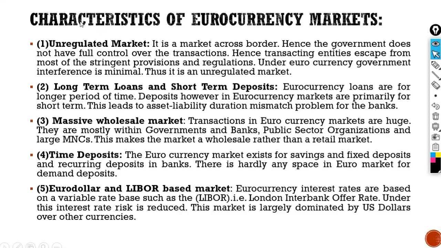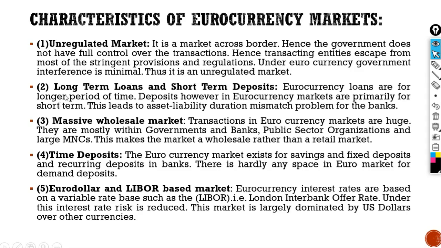Okay. Now we'll go through the characteristics of euro currency markets. Number one, unregulated market. The euro currency market is a market across borders. Hence, the government does not have full control over the transactions. Hence, transacting entities escape from most of the stringent provisions and regulations. Under euro currency, government interference is minimal. Thus, it is an unregulated market.